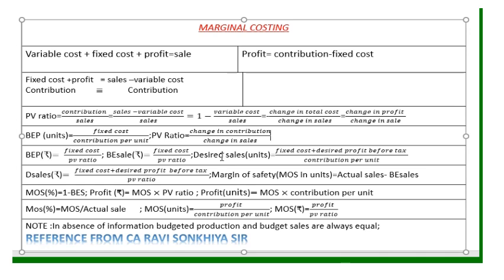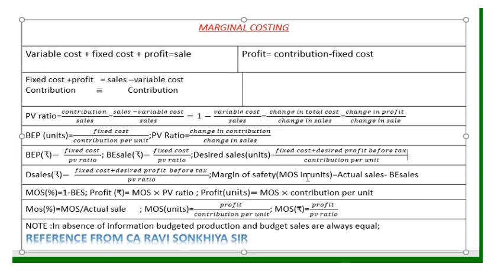Desired sales: whenever you come across a question to find the future sales, or how much sales are needed in order to get a desired profit, you have to use the desired sales formula. Desired sales in units is equal to fixed cost plus desired profit before tax, by contribution per unit. Desired sales in rupees is fixed cost plus desired profit before tax, by PV ratio.